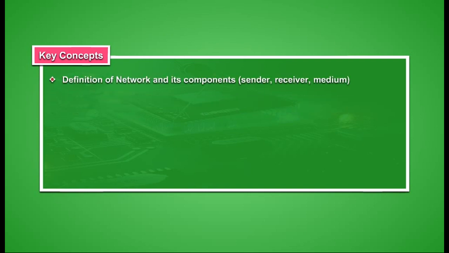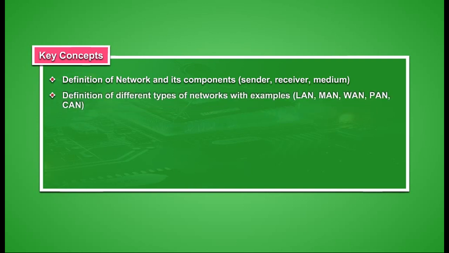Key concepts. Definition of network and its components: sender, receiver, medium. Definition of different types of networks with examples: LAN, MAN, WAN, PAN, CAN.